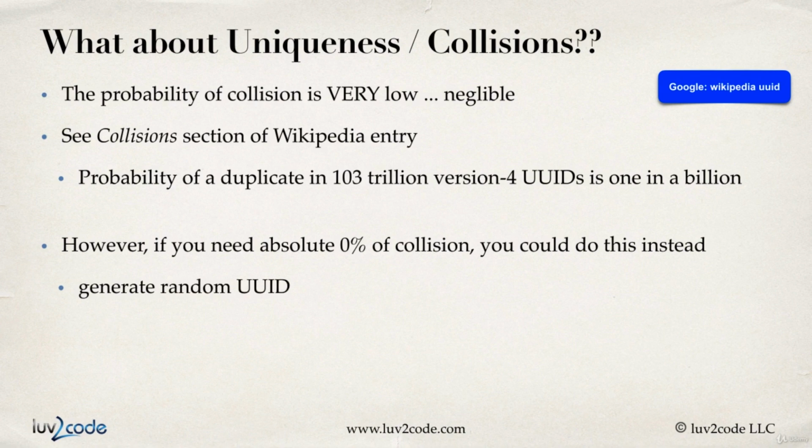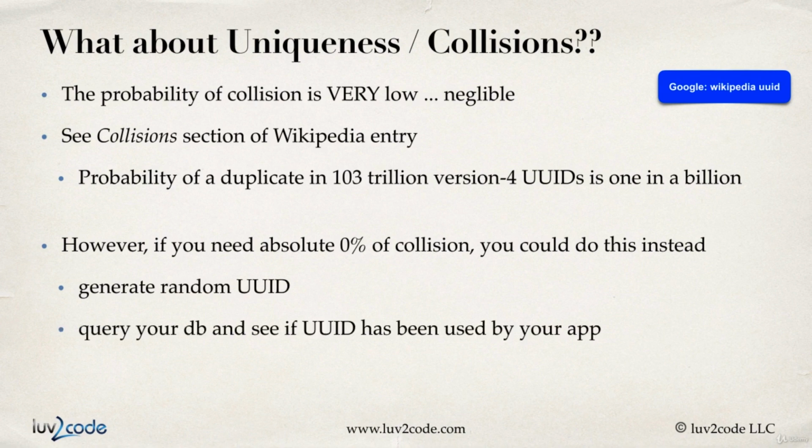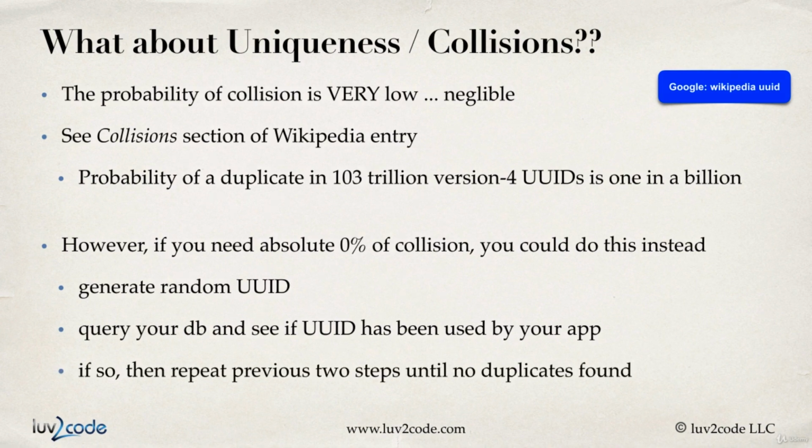You could generate a random UUID, and then you could query your database and see if that UUID has been used by your application already. If so, when you have a duplicate, then you simply repeat the previous 2 steps until no duplicates are found, right? It's very easy to write the code to check for that. So you can go for it if you'd like to.